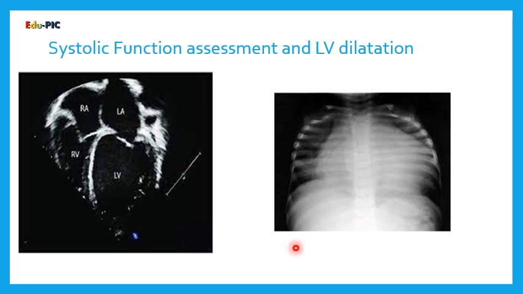Here we have an example of a patient with heart failure. On the X-ray we can see significant cardiomegaly. As you see, the cardiac shadow is quite big. And here we have a still image from an echocardiogram with a dilated left ventricle and a dilated left atrium.